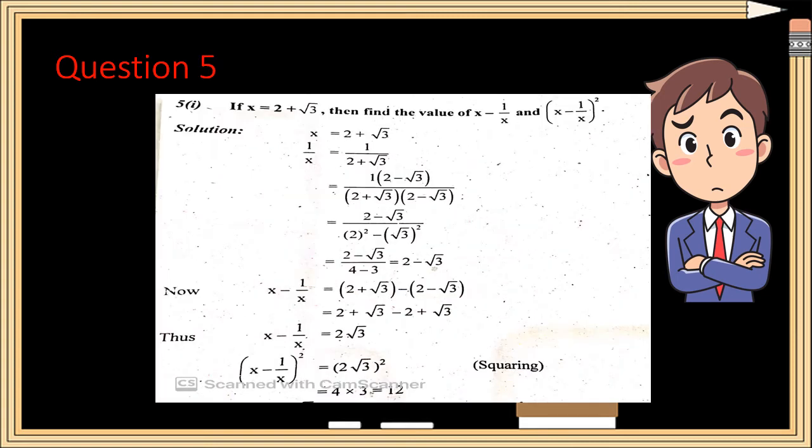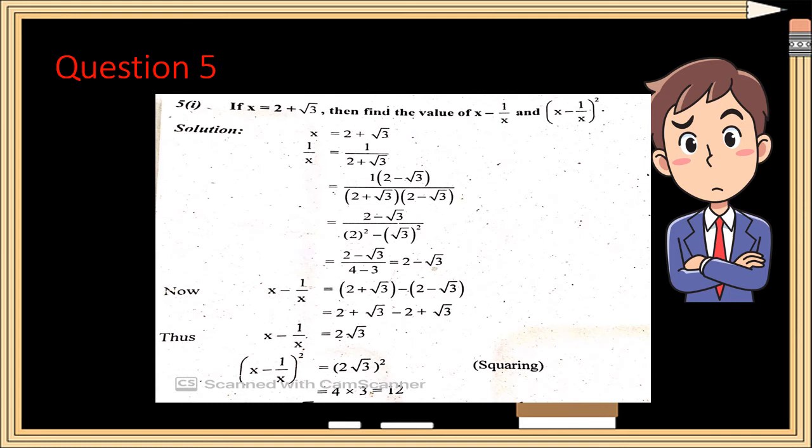In question number 5, you have been given x that is equal to 2 plus square root of 3. You have to find the value of x minus 1 over x and x minus 1 over x whole squared. So 1 over x can be written as 1 divided by 2 plus square root of 3. Now you will just rationalize it. How can we rationalize it? We can take the conjugate. The conjugate will be 2 minus under root 3.